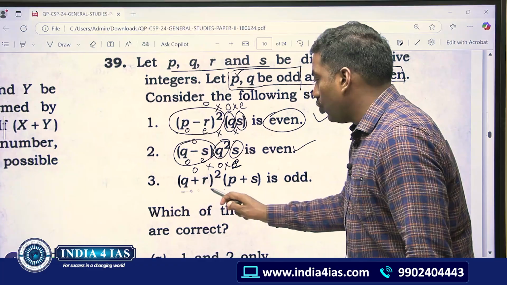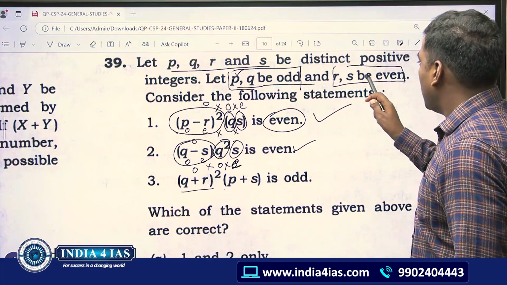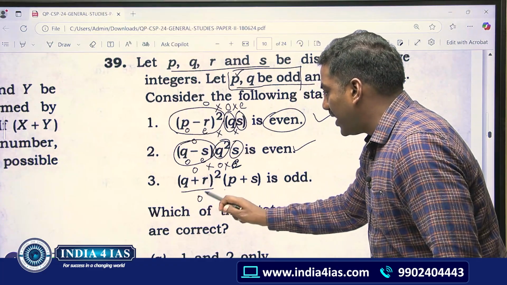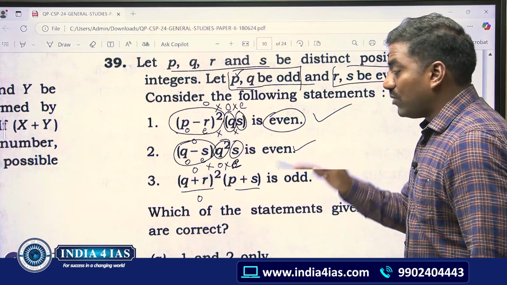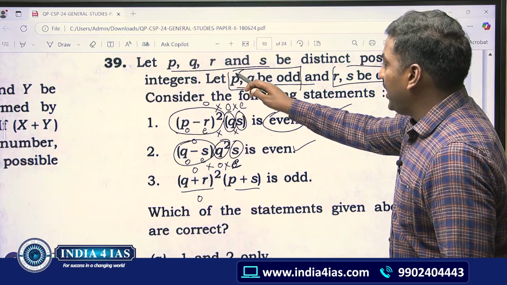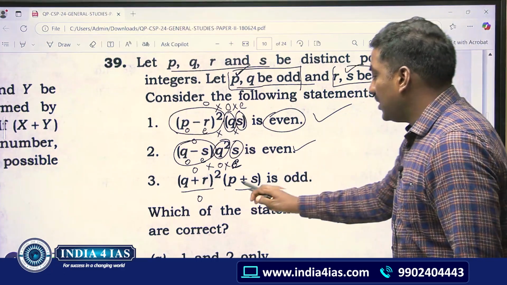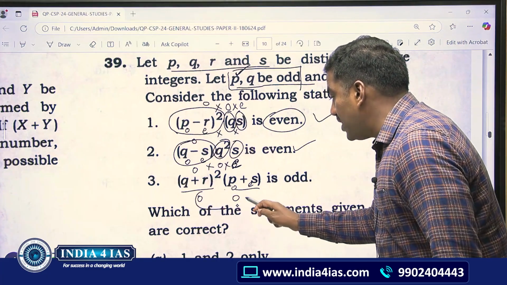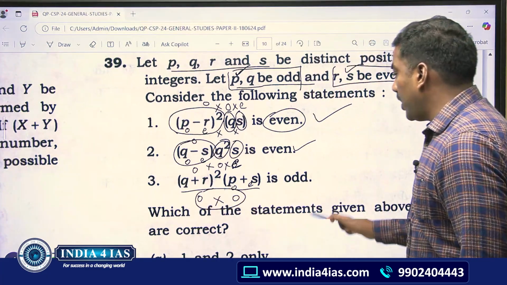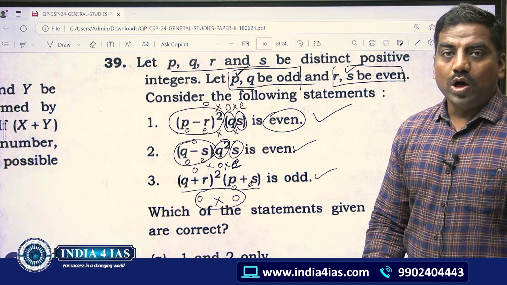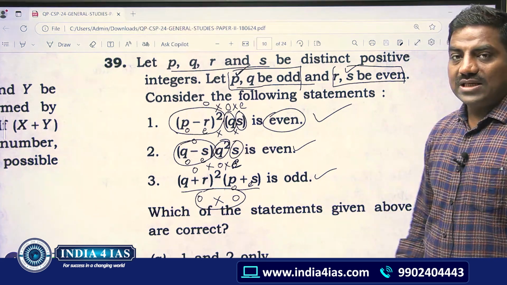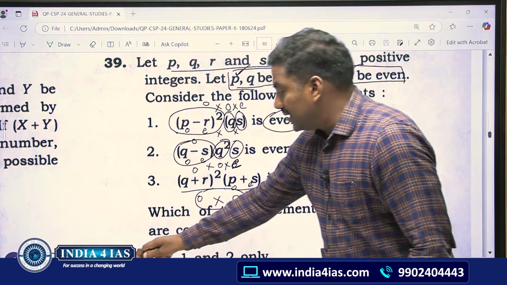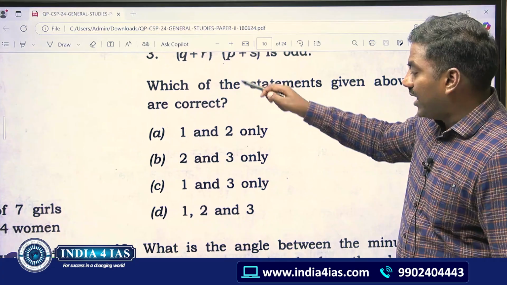Next. Q plus R whole square. Q is odd, R is even. So odd square is odd. P plus S is one term now. P is odd, S is even. So odd plus even is odd again. But odd into odd is always odd. So all three statements are correct. So the answer is all three, that is 1, 2 and 3.